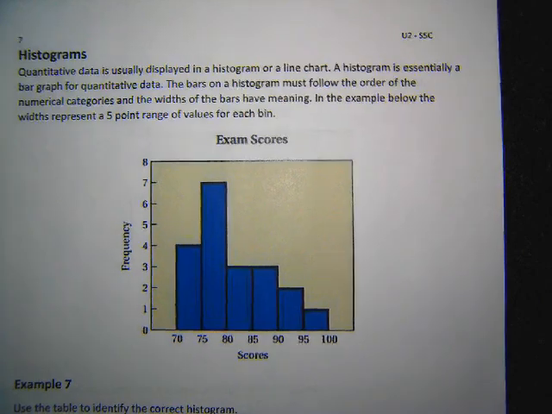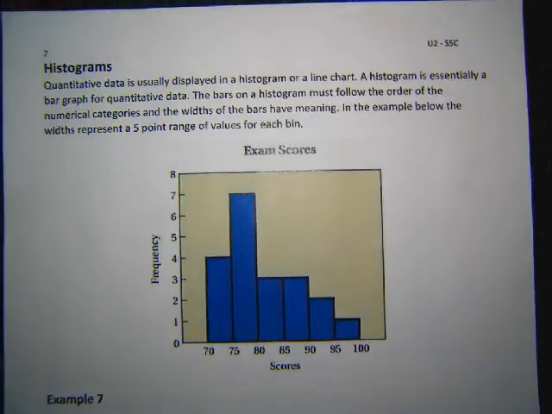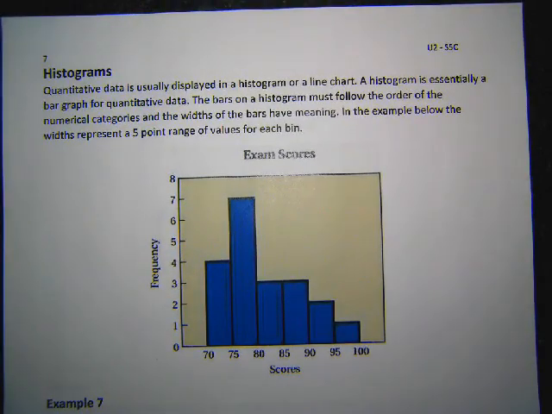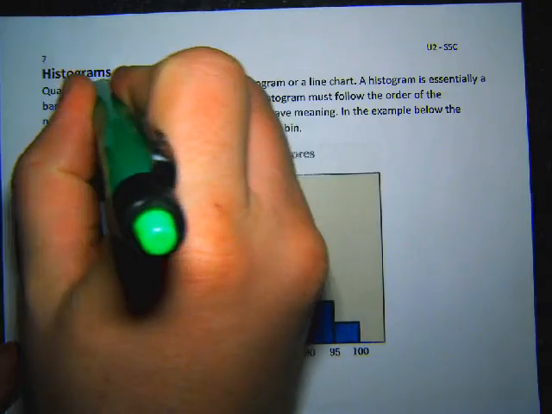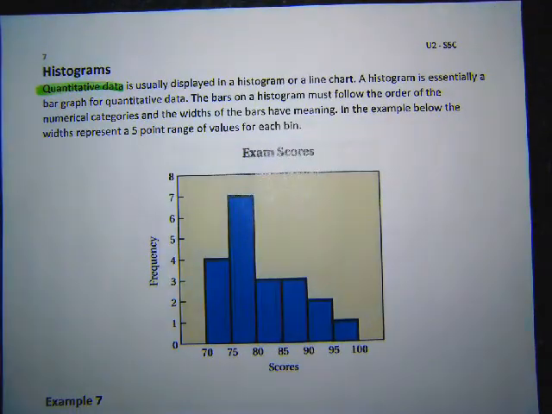Histograms. Now, you might be like, wait, that's the bar chart. We already talked about that. This is a little different because instead of a bar graph, this is a histogram. One of the main differences is that histograms work with quantitative data. So now we're looking at the numerical data, stuff that we counted and measured. And we usually display it with histograms.